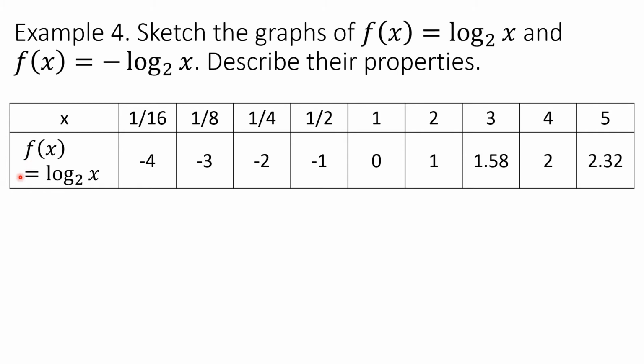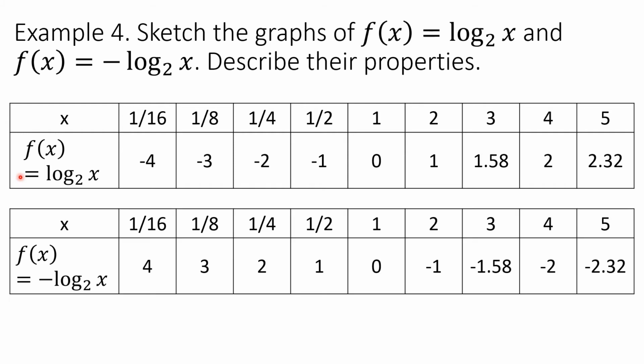For the second equation, where a is negative 1 to be exact, that's negative 1 times logarithm. We assign the same x values to x, and then we compute for the corresponding y values. And this is what happens. Notice that each is the negative of the first set of y values. Let us see how this will look like in the Cartesian plane.